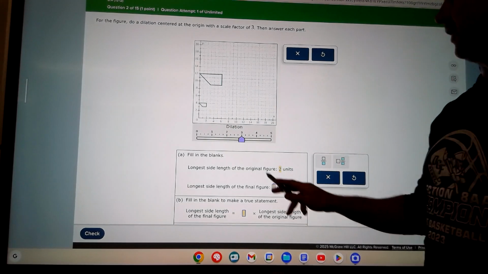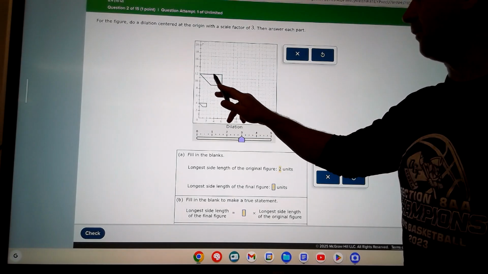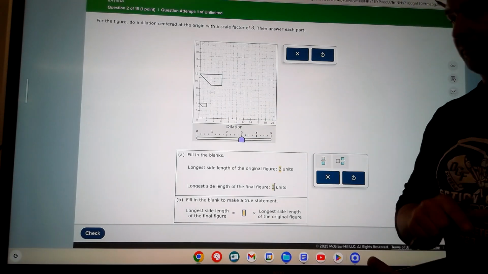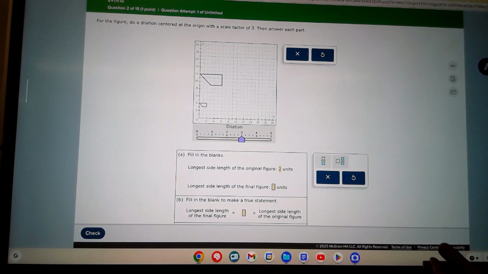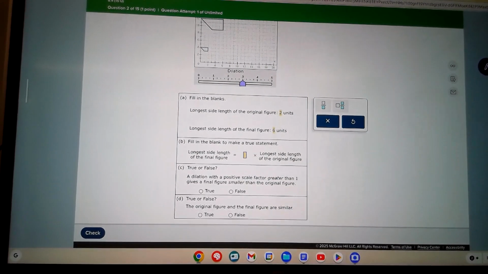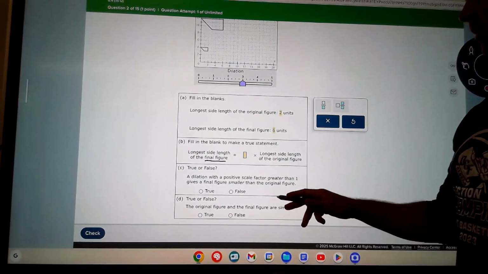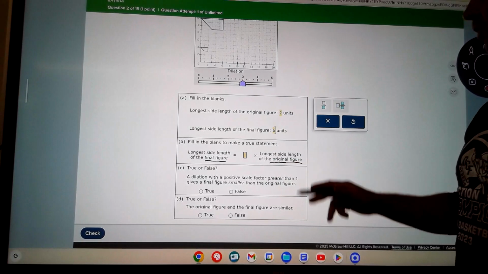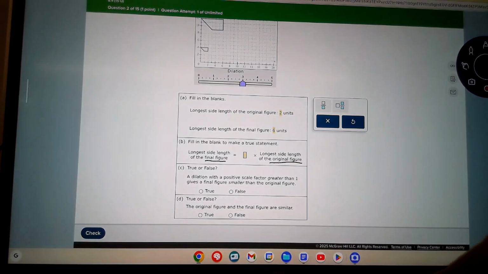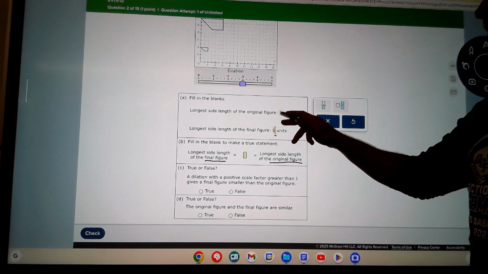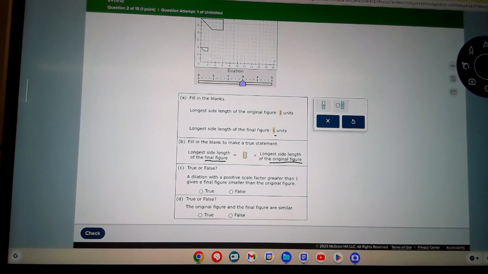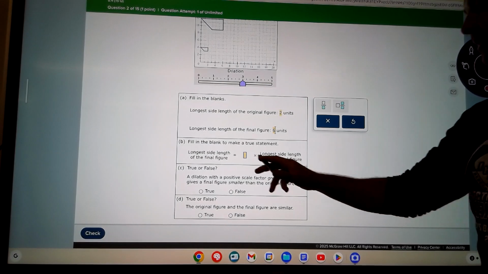Longest side of the final figure. Well, we have 1, 2, 3, 4, 5, 6. It should have been 3 times larger. Fill in the blank to make the true statement. The longest side of the final figure equals blank times the longest side of the original figure. So I'm going from the final figure to the original. What would I have to multiply to go from the 6 to the 2? 1/3, right? I have to take this times 1/3.